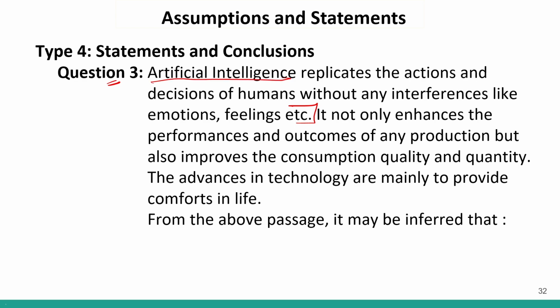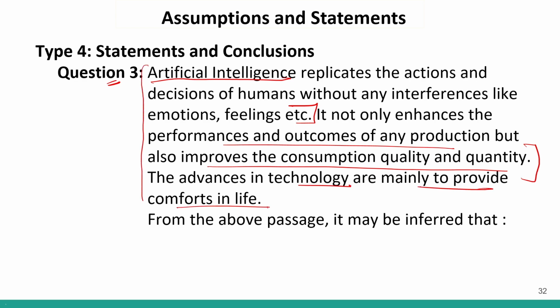It not only enhances the performances and outcomes of any production, but improves the consumption quality and quantity. So again, this is also true about artificial intelligence. The advances in technology are mainly to provide comforts in life. So, this is a small paragraph given on artificial intelligence that talks in favor of AI. Okay, now we have to look at the conclusions.